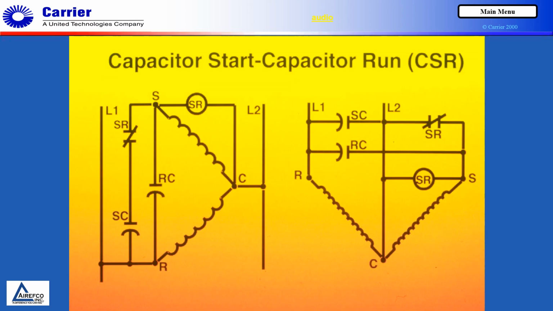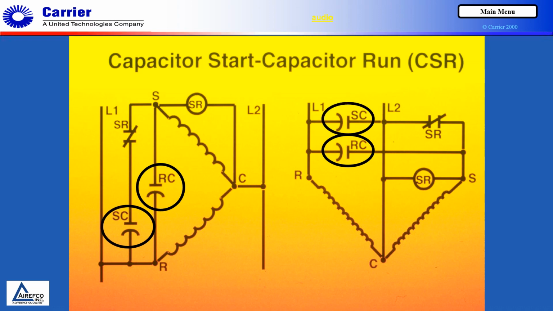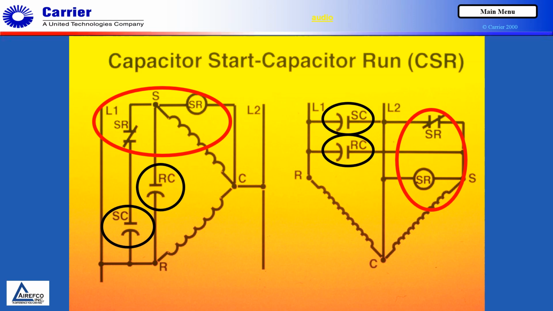This is a wiring diagram of a capacitor start, capacitor run, or CSR system, which is usually seen on compressors where you have a start capacitor and a start relay, and also a run capacitor. So in this case, you would have a run capacitor that would be in the circuit at all times to aid in the running efficiency of the compressor. And you would also have a start capacitor, which would be controlled by a start relay that would take the start capacitor out of the circuit after a few seconds of starting.